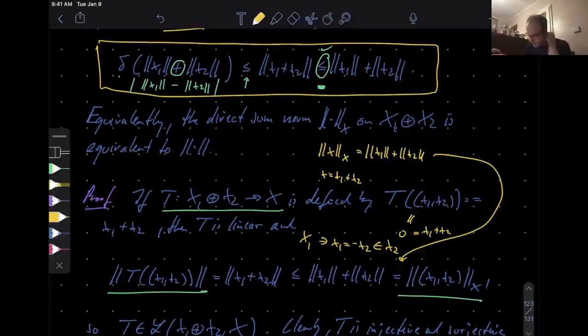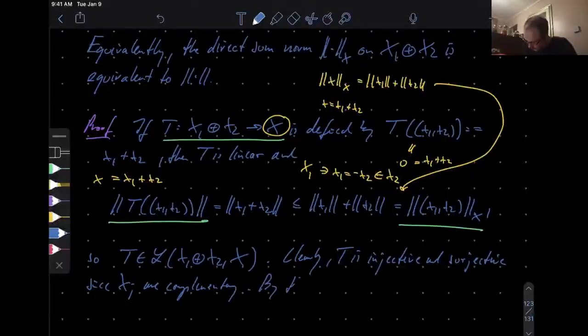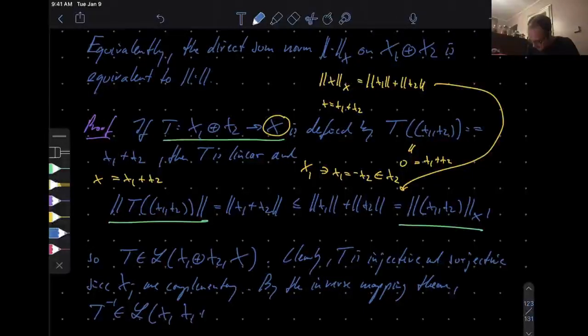So it's clearly injective. And it is also surjective because of the complementary thing. Any vector x in here you can uniquely decompose in this fashion. So clearly it is in the image of that pair x1, x2 under the map T. All right? So that's true. So T is a bijection. And we already showed that it is a bounded bijection. So now you use the inverse mapping theorem, right? By the inverse mapping theorem, this T minus 1 from X into the direct sum is bounded.